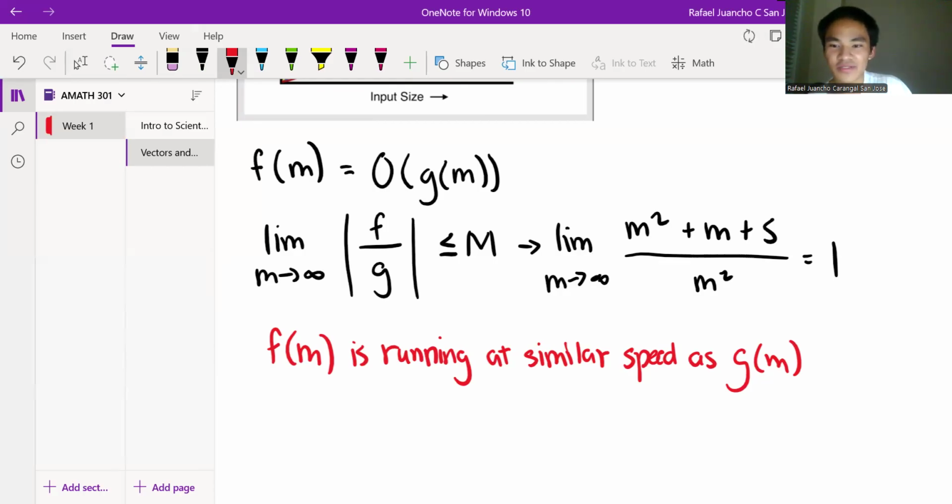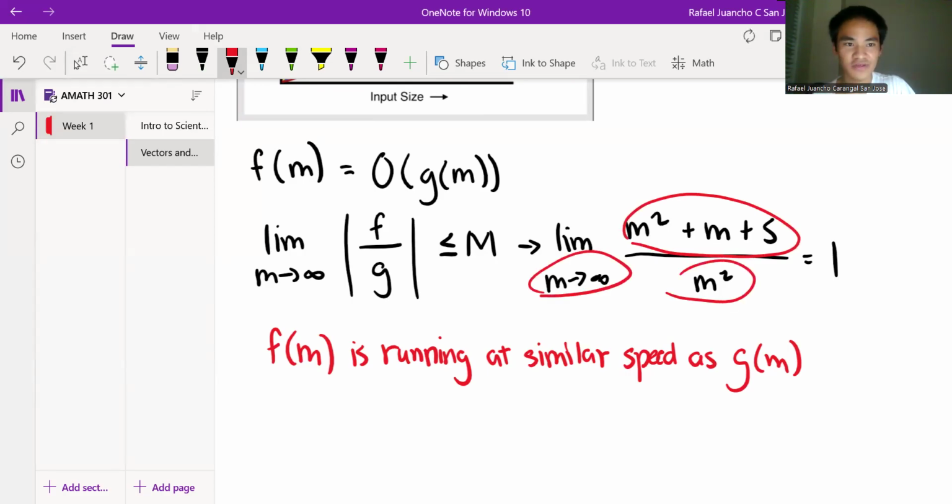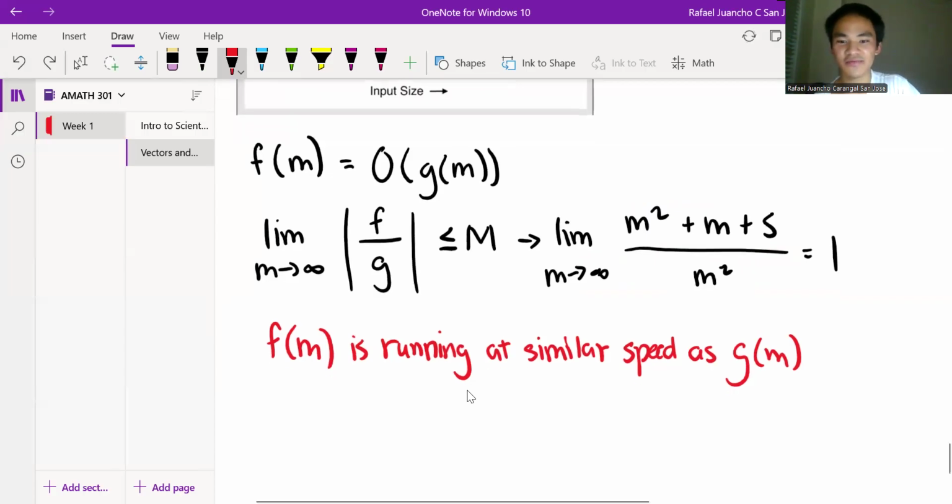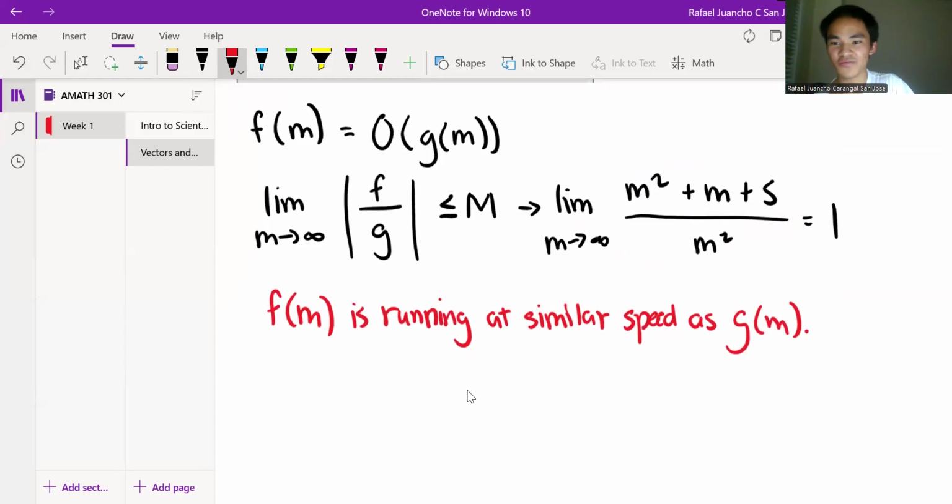And I already mentioned it. As m grows and grows, as it goes to infinity, it doesn't matter. f of m is going to be at the same speed as g of m. f of m is going at O of m squared. g of m is also going at O of m squared. They're running at similar speed because their limit here is 1.